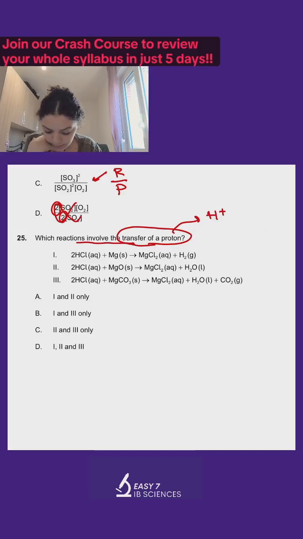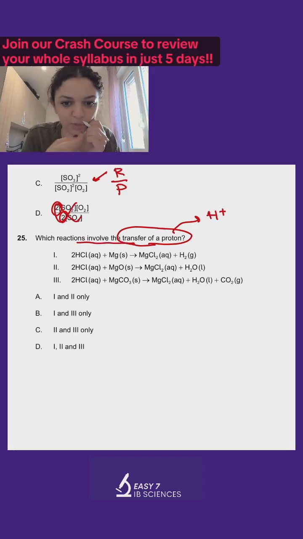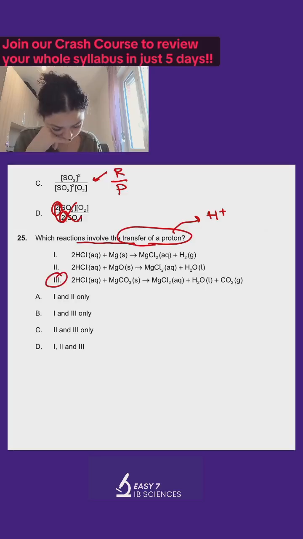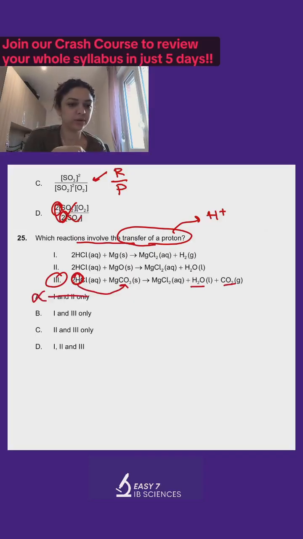It is 1 and 3. Oh no, not 1 and 3. Sorry, it's not 1 and 3. But 3 is correct. 3 is definitely correct, because we see the hydrogen going from here and going to our H2O and carbonate. So 3 is correct. Is 1 correct?